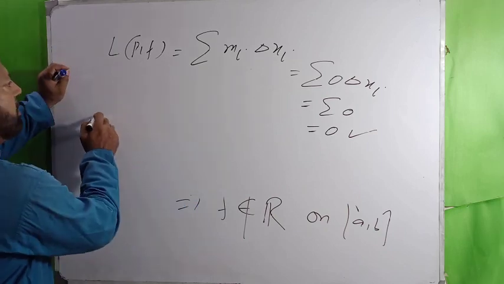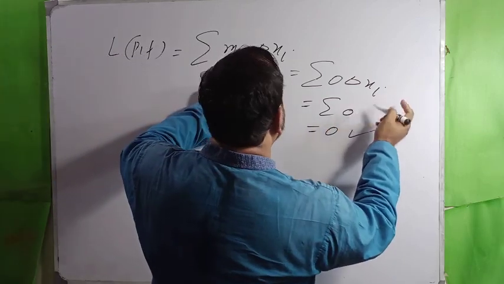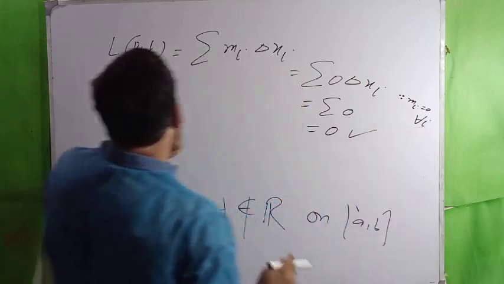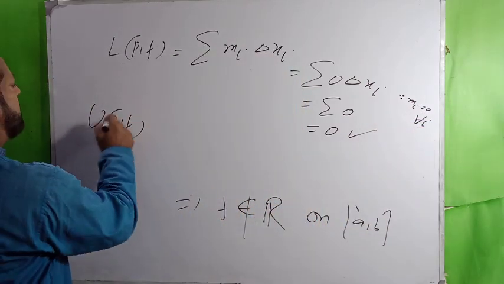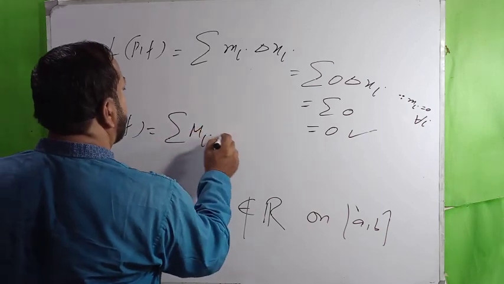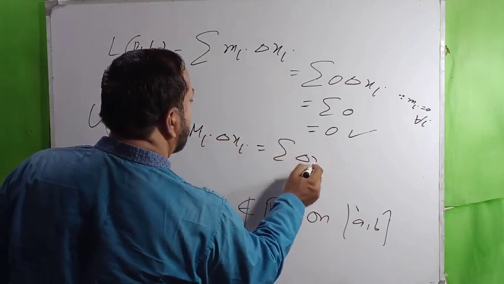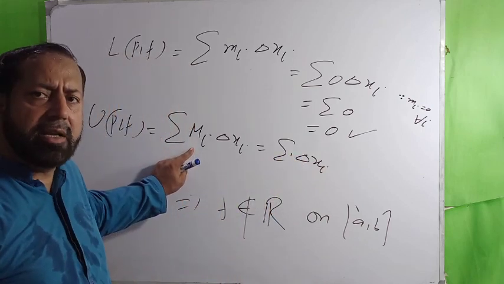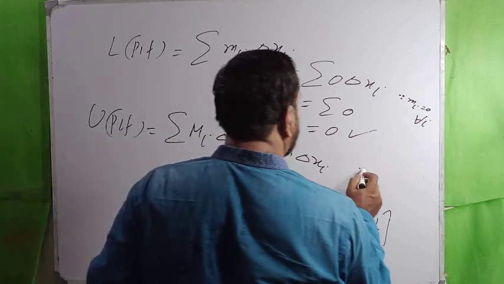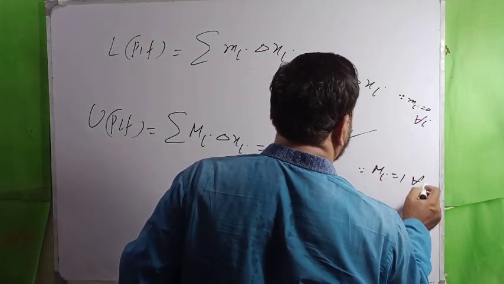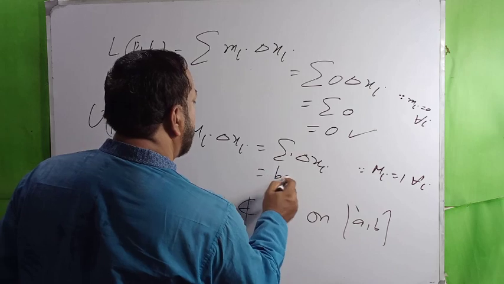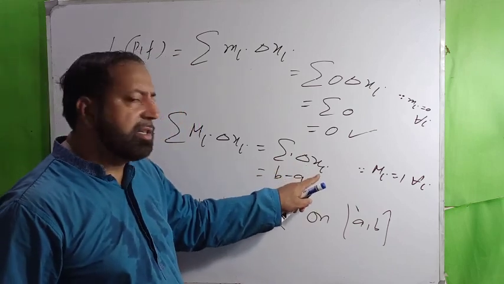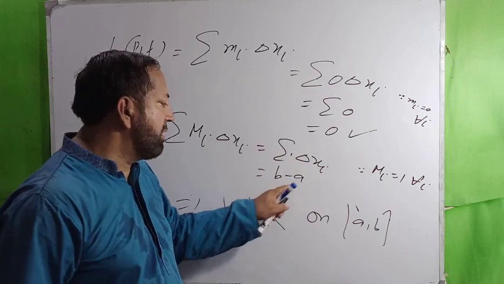And secondly, since capital Mi is equal to 1 for all i, you can write U(P,f) as summation capital Mi delta xi, which is summation delta xi, because corresponding to every i, Mi is equal to 1. That is equal to b minus a. Again you have a constant number. Summation delta xi, i from 1 to n, is equal to b minus a.